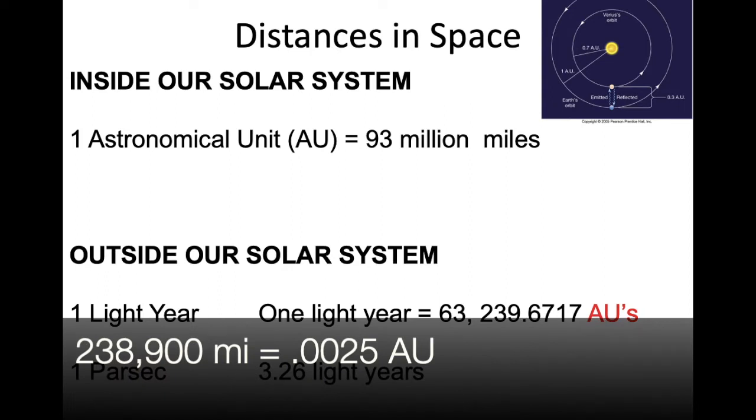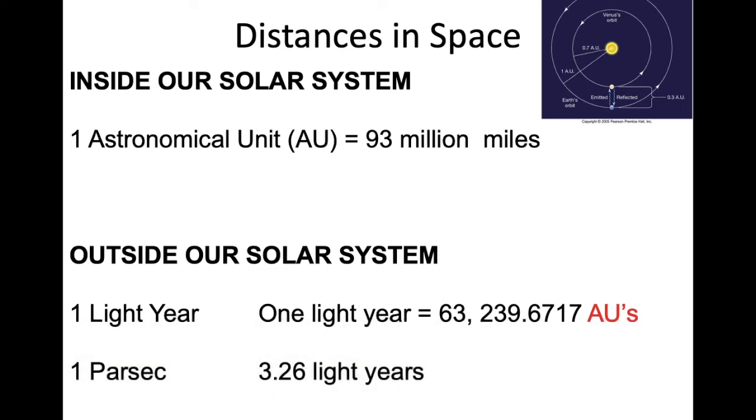So instead of describing something in miles or meters, we can use a unit like an AU, which expresses a large distance in a smaller number. We can also use these to go outside of our solar system. So going even bigger, we're going to talk about the light year.